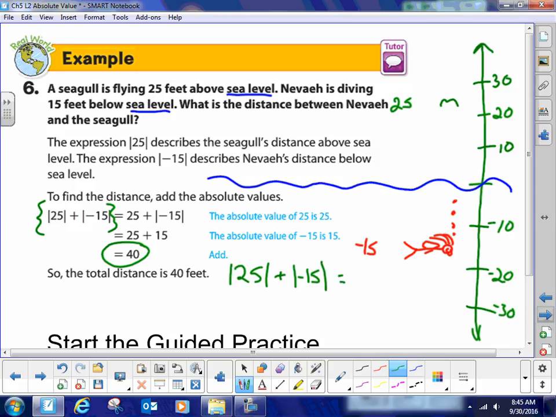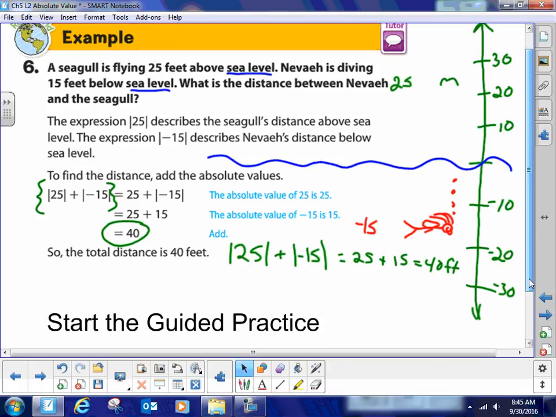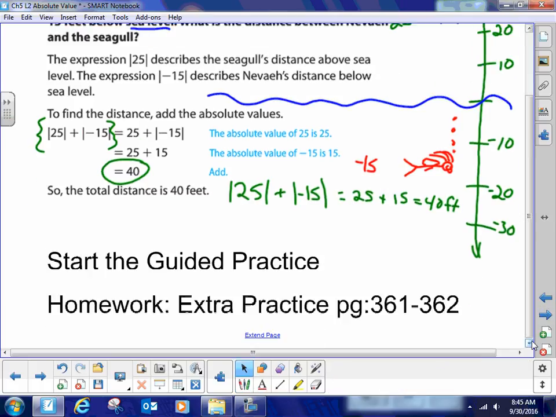And when we make it happen, right? The absolute value of 25 is 25. Keep the addition sign. The absolute value of negative 15 is 15. And you get all of a sudden the actual answer of what? 40? You got 40 feet? 40 feet distance between the two of them? Okay, it's pretty good. It's actually a pretty good example.